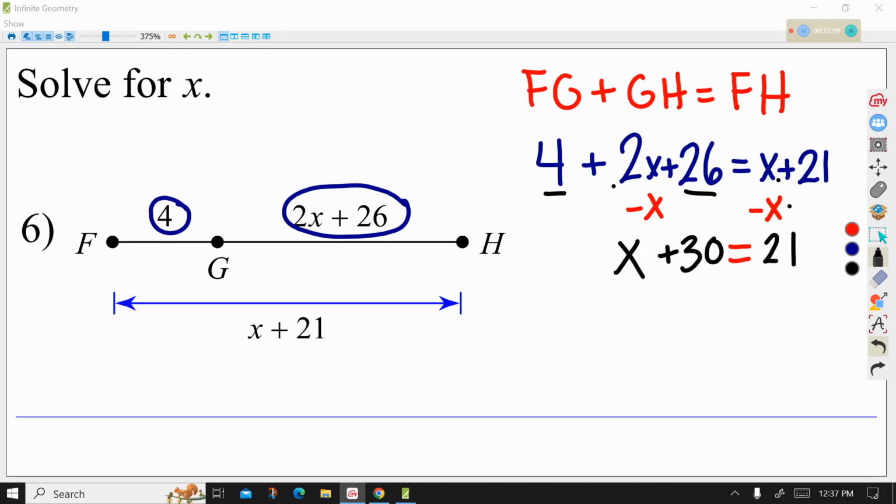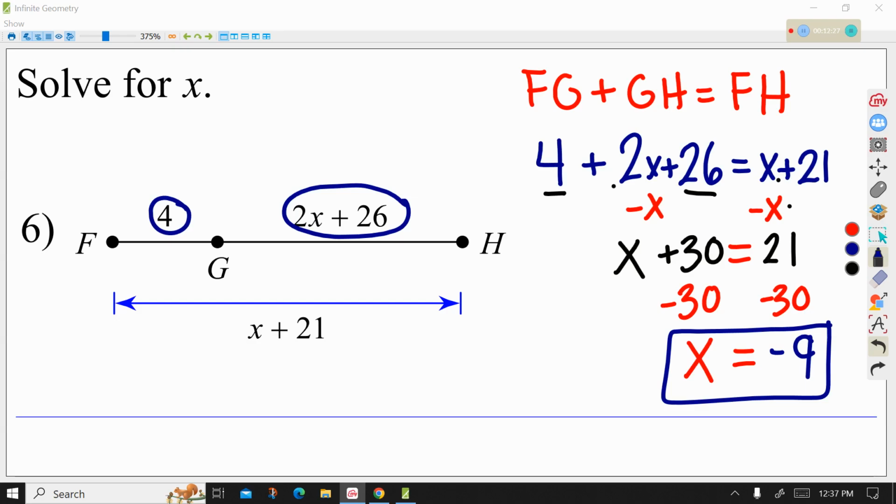Now to solve this for the second one, we'll subtract 30 from both sides of the equation. Again, we want to get the x by itself, so I don't want to take the 21, I want to take the 30 away. That leaves me with x on the left side, but on the right side we do have to calculate 21 minus 30, and that's negative 9. So your answer is x equals negative 9, and that's what you should have for number 6.